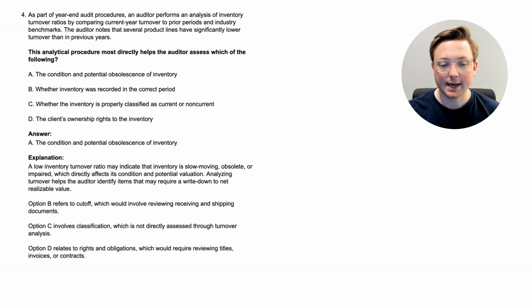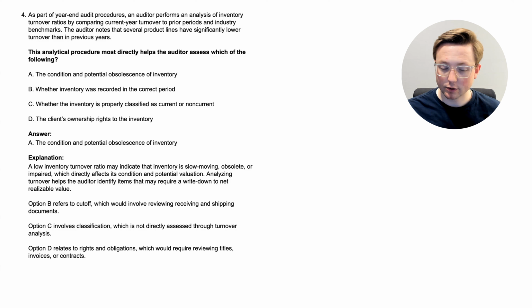All right, here we are at the answer. A, the condition and potential obsolescence of inventory. That's most likely what they're testing when they do this turnover ratio procedure. So let's go through the explanation. A low inventory turnover ratio may indicate that inventory is slow moving, obsolete, or impaired, which directly affects its condition and potential valuation. Maybe it's damaged or maybe it's old, so the condition isn't very good. So that would potentially be a reason why the inventory turnover isn't very high. Analyzing turnover helps the auditor identify items that may require a write-down to net realizable value.